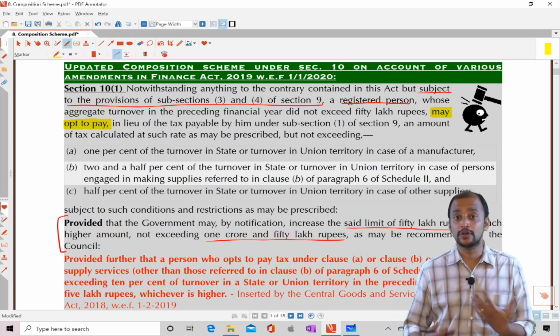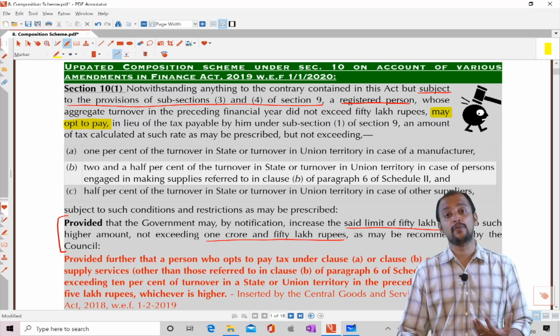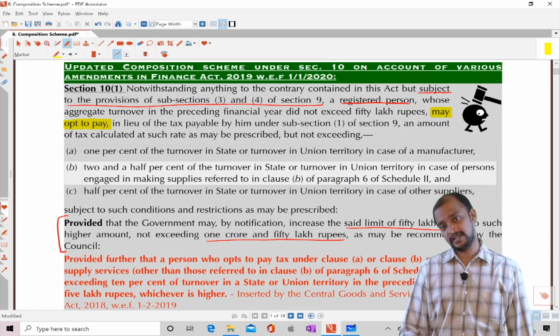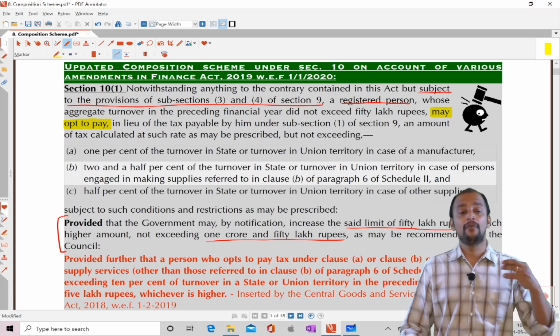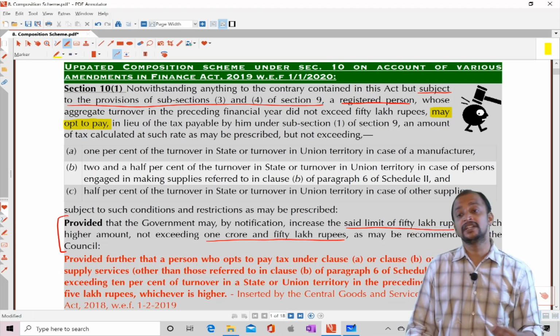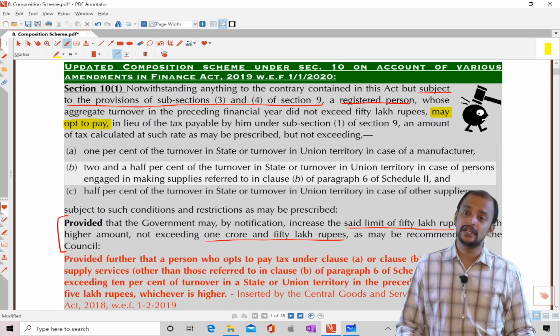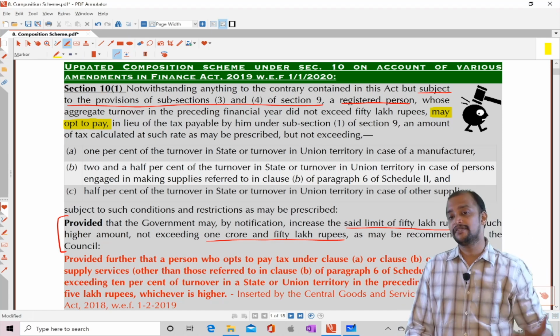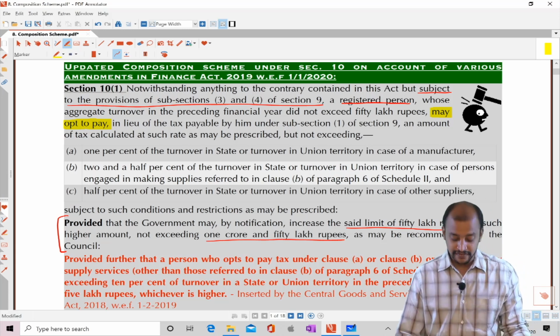So who is allowed to go for composition scheme under this subsection 1? A person whose aggregate turnover during previous year does not exceed 1.5 crores, even though it is given as 50 lakhs, but government has power to increase on the recommendations of the council to 1.5 crores. Accordingly, it is increased. So therefore, during the previous year, whose aggregate turnover, what is the word that is used?